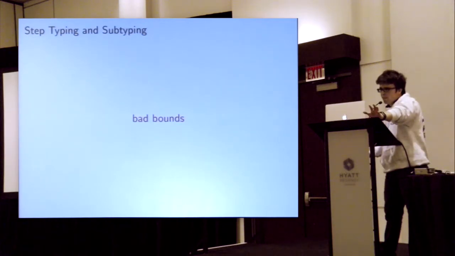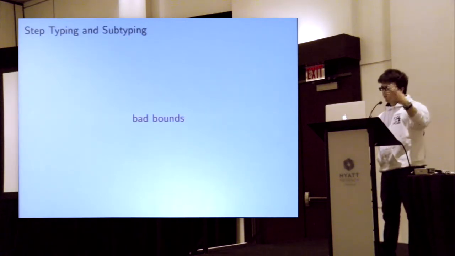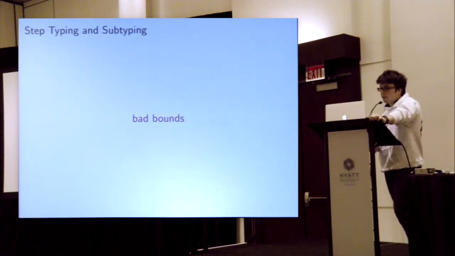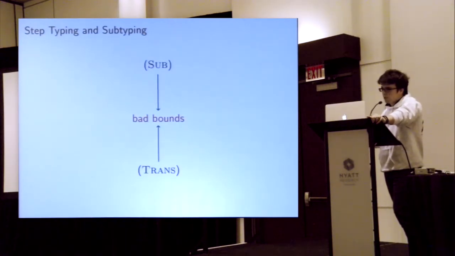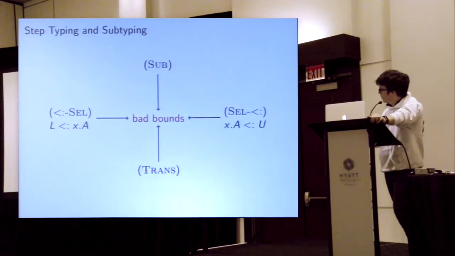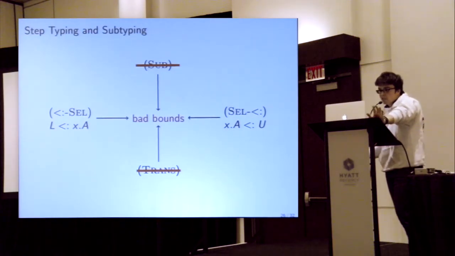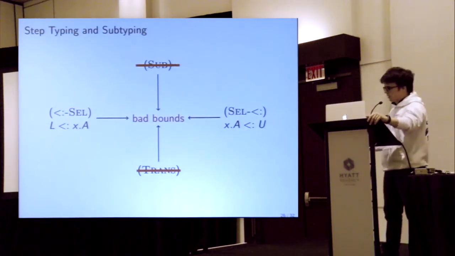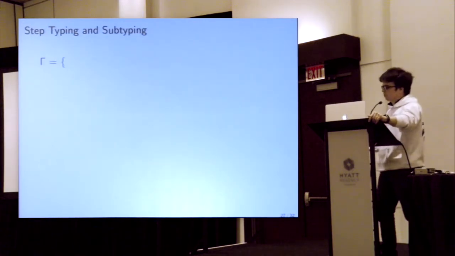Okay, so the second problem is bad bounds, and we saw the example of how bad bounds can sort of throw your subtyping hierarchy out of whack. And so let's see which typing rules sort of conspire to make bad bounds possible. So we have subsumption, transitivity of subtyping, and then we have these selection rules that allow you to reason about a path-dependent type with respect to its lower and upper bound. And the solution here is to get rid of subsumption and transitivity of subtyping. But we can't just get rid of them because they're actually useful for stuff. So let's take a look at what exactly we need to put back in.